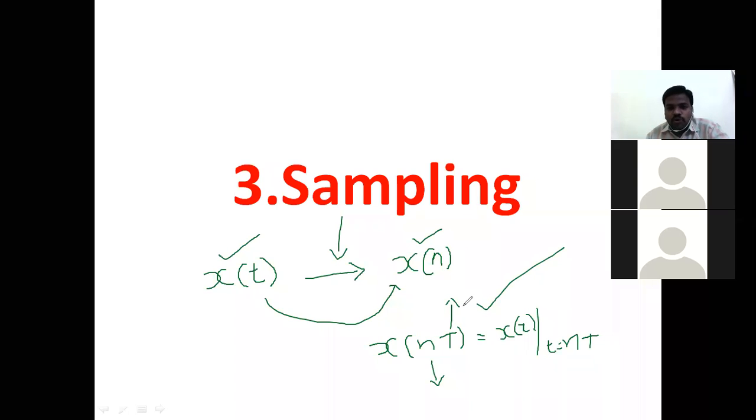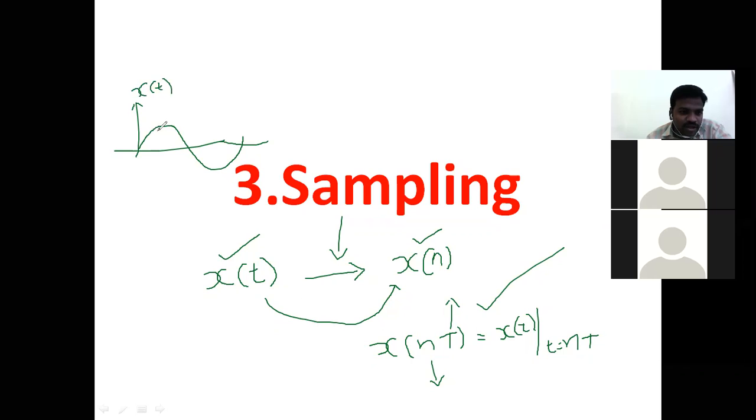So at what time are you going to sample? Sample is nothing but, suppose here you are having a sinusoidal waveform, a continuous time domain signal. So this is x of t. Now see here, I am drawing a line onto the x-axis from a certain point. That means at this particular instant of time, I am going to measure the magnitude of x of t. So here this is a sample.